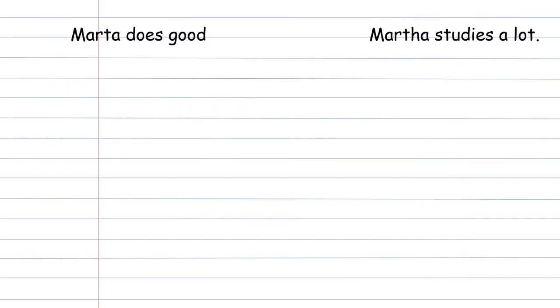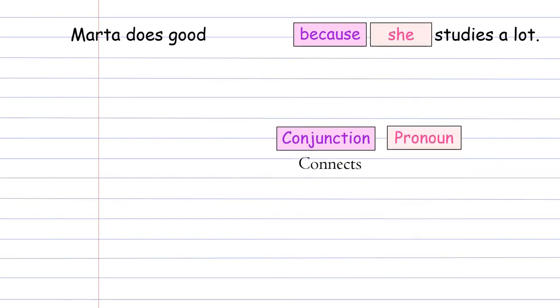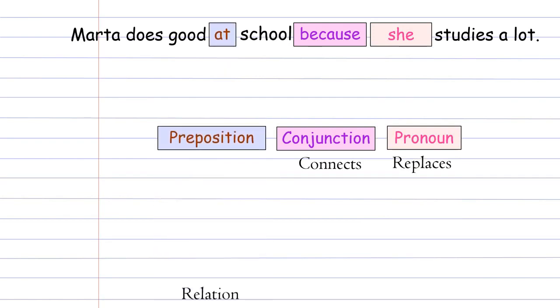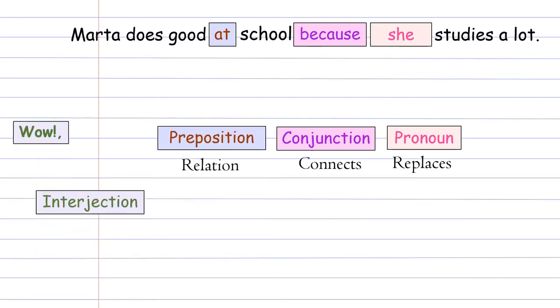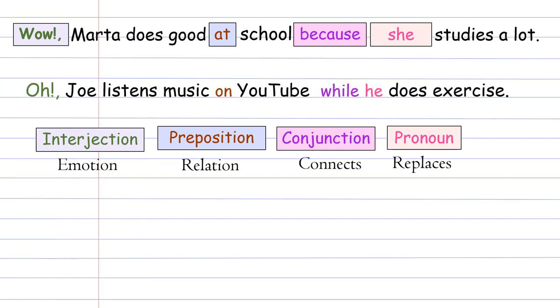Secondary parts. We have two sentences. We use a conjunction to connect them. Marta does, Marta studies. We replace one with a pronoun to avoid repetition. Marta in school. We use a preposition to show relation. Wow! We use an interjection to show emotion. One more time.